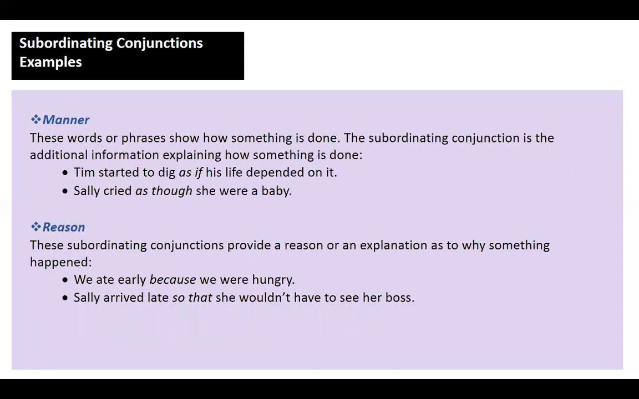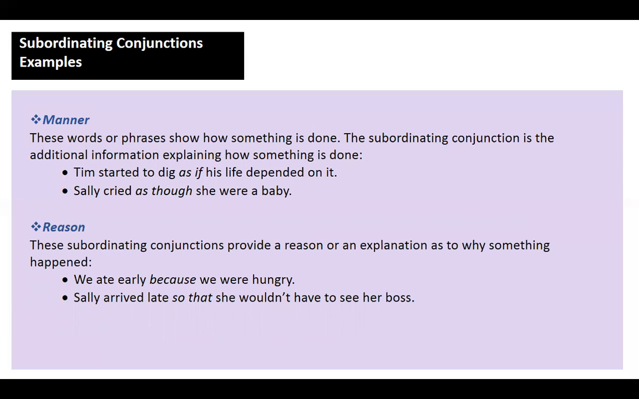Move on to the sixth category of subordinating conjunction. It's manner. These words or phrases show how something is done. The subordinating conjunction is the additional information explaining how something is done. The first example is: Tim started to dig as if his life depended on it. And the second example is: Sally cried as though she were a baby.